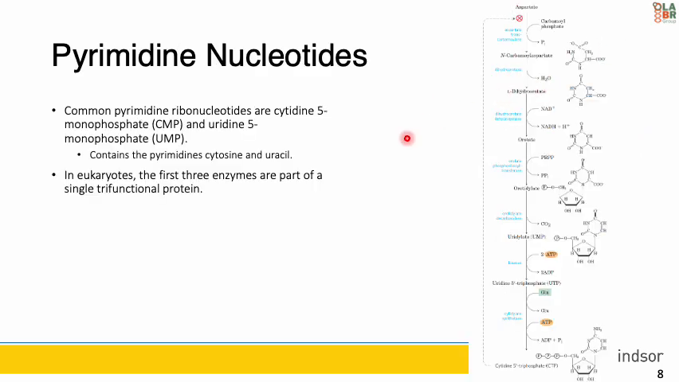All right, shifting gears now. So now that we looked at purine biosynthesis, it's now time to look at pyrimidine biosynthesis over here. So the common pyrimidine ribonucleotides are cytidine 5-monophosphate, so CMP, and uridine 5-monophosphate, UMP, which contain the pyrimidines cytosine and uracil. So anyway, de novo pyrimidine nucleotide biosynthesis proceeds in a somewhat different manner from purine nucleotide synthesis.